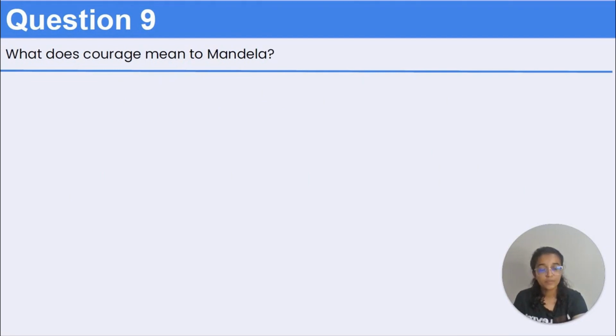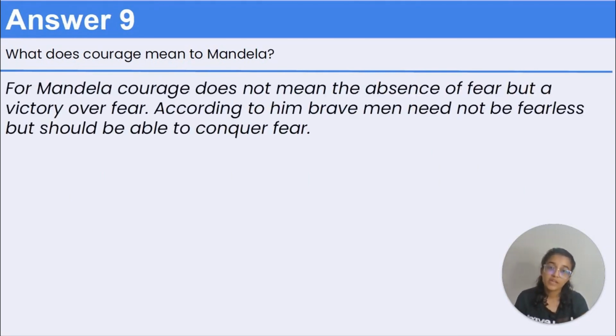What does courage mean to Mandela? काफी important question है. For Mandela, courage does not mean the absence of fear, but means victory over fear. You must conquer your fear. According to him, brave men need not be fearless. डर नहीं होना ऐसी बात नहीं है. डर पे काबू पाना, डर के आगे जीतना. But they should be able to conquer fear.